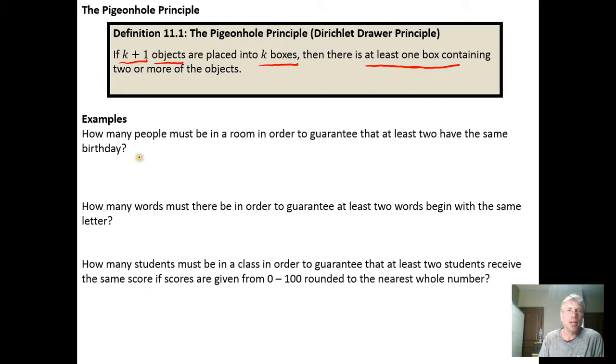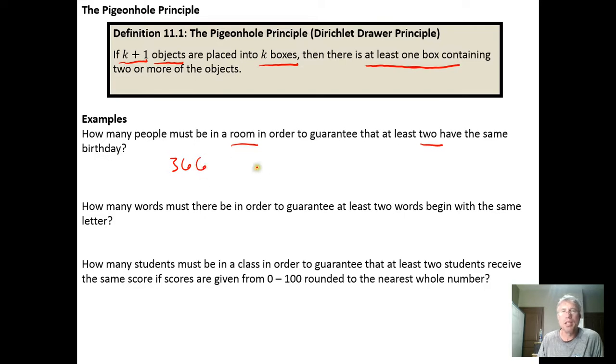So for example, we could say, how many people do there have to be in a room practicing bad social distancing techniques? How many people do we have to cram into a room in order to guarantee that at least 2 people have the same birthday? So in this case, the days of the year would be the boxes. You'd have the number of days in a year, and then we would need to be careful and allow for leap year. So the maximum number of days that we can have in a year is 366.